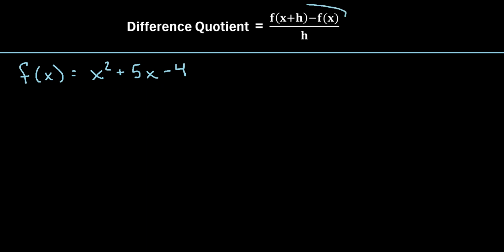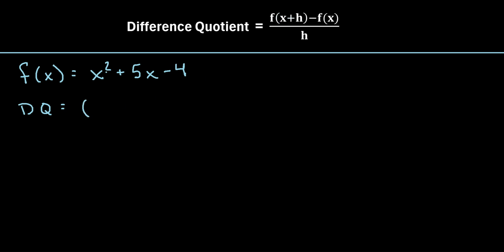Well, we can just use this formula right here. So let's go ahead and do that. Let's write dq for difference quotient is equal to, the first step is we need to plug in an x plus h into the f of x function. So wherever we see an x in this function right here, we're actually going to plug in an x plus h. So let's do that.